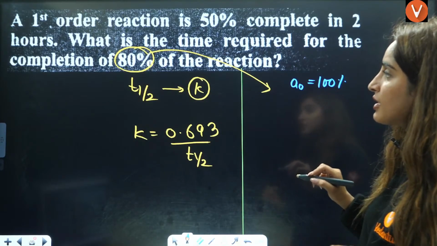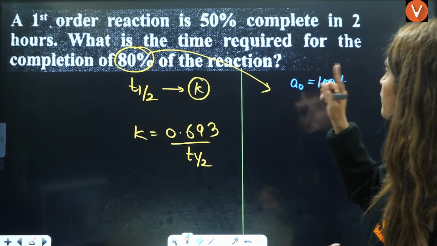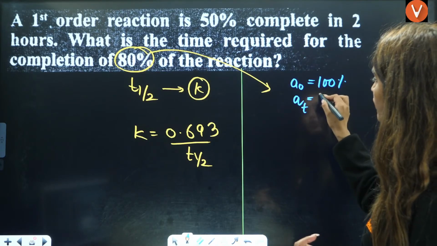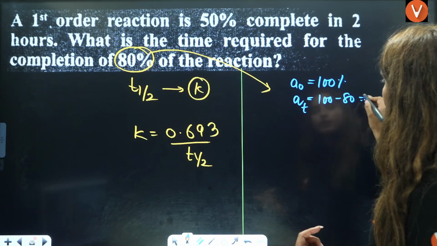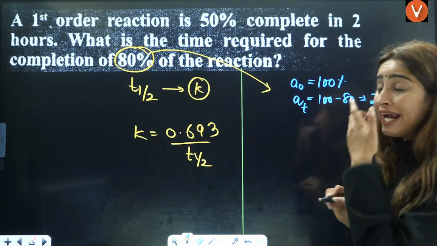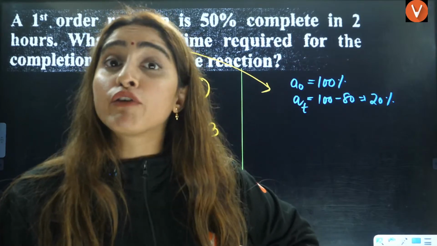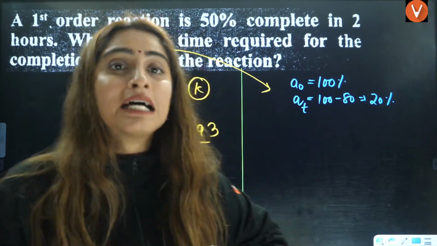And if they are saying initial is 100, and 80% of the reaction is required for completion, that means the final concentration is going to be 100 minus 80, that is 20, because 80% has been consumed, right? You are just left with 100 minus 80, that is 20, right?